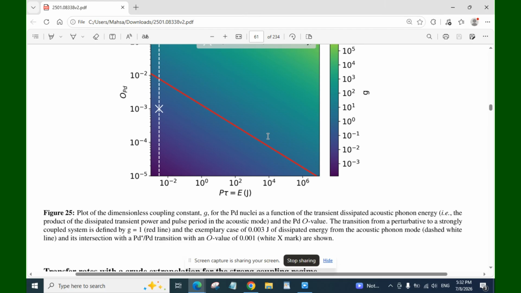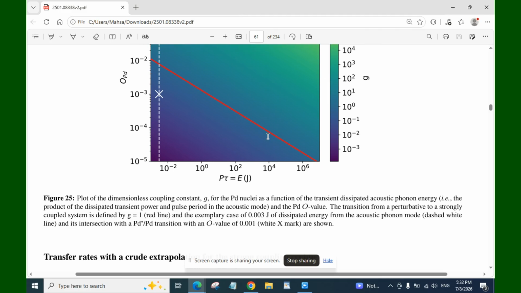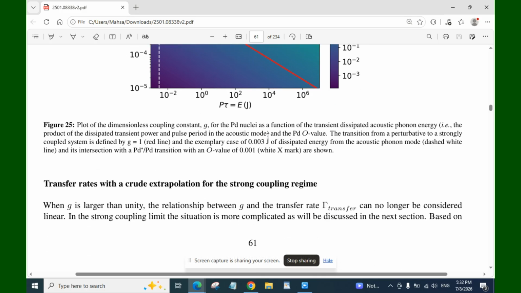and the exemplary case of 0.003 joule of dissipated energy from the acoustic phonon mode, dashed white line, and its intersection with a palladium star palladium transition with an omicron value of 0.001, X mark, are shown. Transfer rates with a crude extrapolation for the strong coupling regime, where G is larger than unity. The relationship between G and transfer rate tau transfer can no longer be considered linear. In the strong coupling limit, the situation is more complicated, as will be discussed in the next sections.